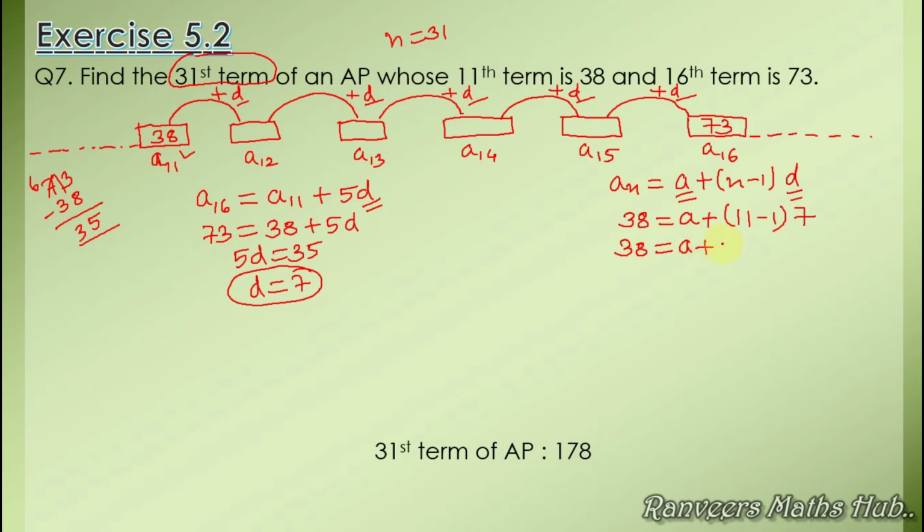a plus, now this will become what? 11 minus 1 is 10, and 10 multiplied by 7 is 70. Okay, so we can find the value of a now. a will be 38 minus 70. Okay, so 38 minus 70, what will it come? 12 plus 20, so it will come minus 32. So a will come what?